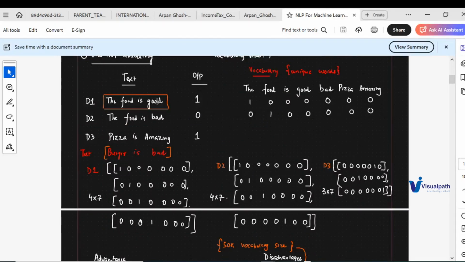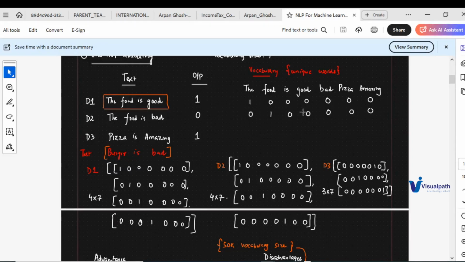Now see here how it is done. The food is good. So what is my number of unique words? This is my corpus: the, food, is, good, bad, pizza, amazing, right? So how many dimensions? 1 2 3 4 5 6 7. So 7 dimensions is my corpus because I have 7 unique words. You do not have to do this manually. It will be done practically through the one hot encoder class. So I have 7 dimensions. This 7 dimension is a corpus.